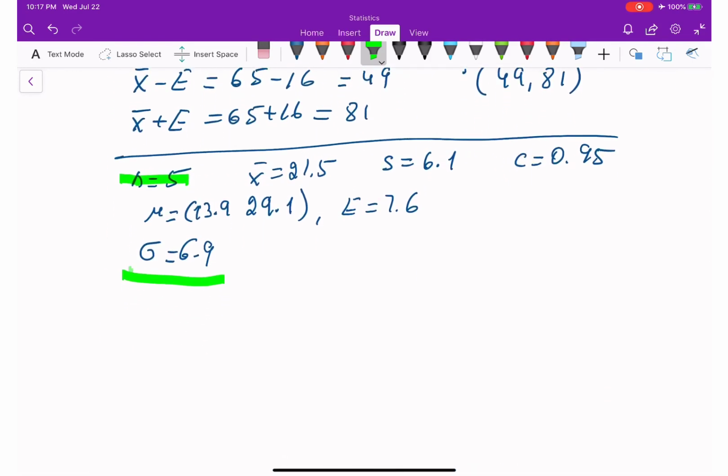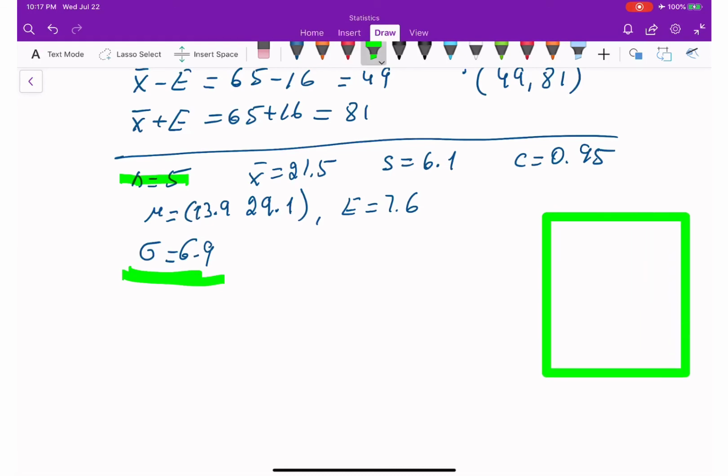Sigma is given, that's the standard deviation of the population, and the sample size is given, 5. So what do we need to do here? We need to use the z-score table, right? We need to find 0.95, which is going to be our positive z-score. We get here 1.9, and here we get 0.06. So z-critical will be 1.96. Once we have it, we can find the margin of error.